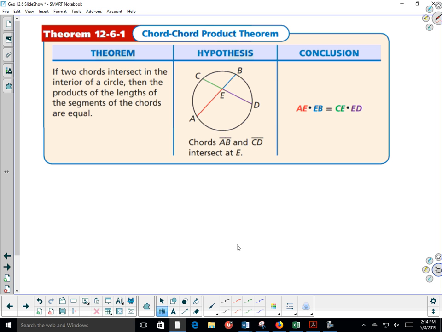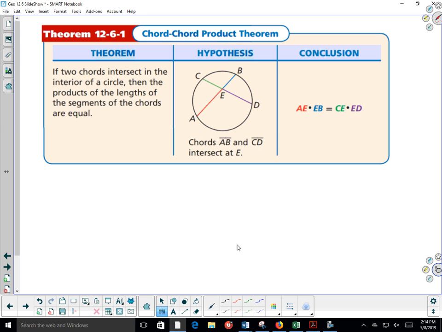This section, like section 12.5, was all about angle measures related to a circle and chords and secants and tangents. And this whole section is about segment length. So last section was angle measures and arc measures, and this one is segment lengths.